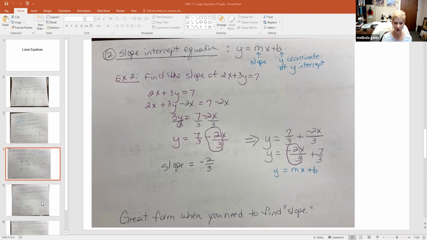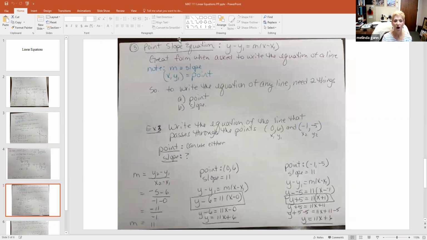Now, here's your third form. Your third form is called point-slope equation, and it's y minus y sub 1 equals m times x minus x sub 1. Now, when is that a handy one to do? That's handy if you're told to write the equation of a line. So anytime I'm told to write the equation of a line, I'm going to go use this form right here.